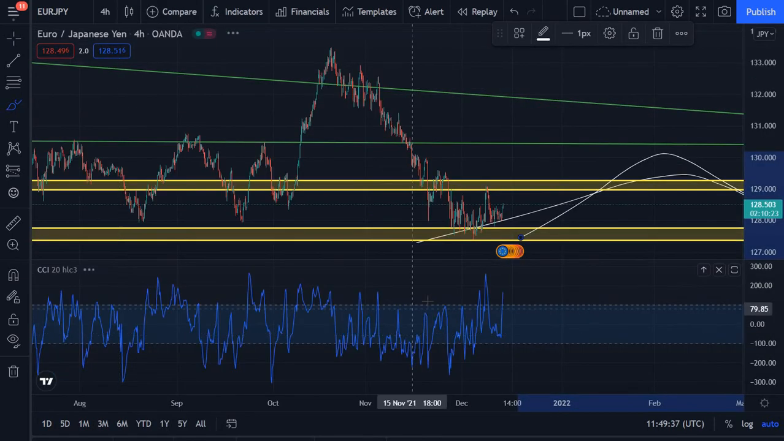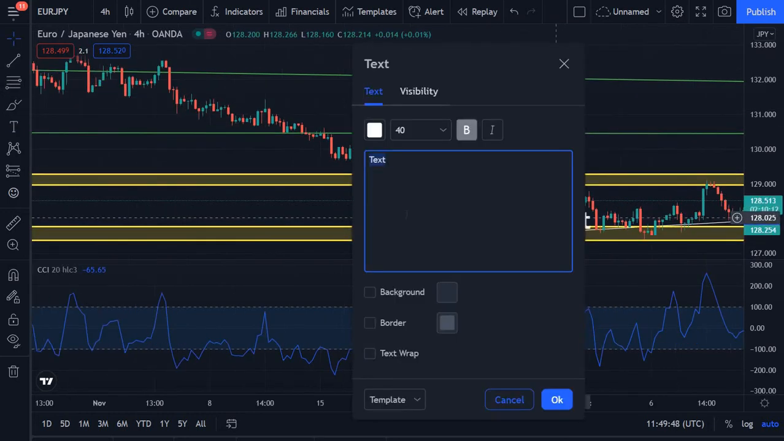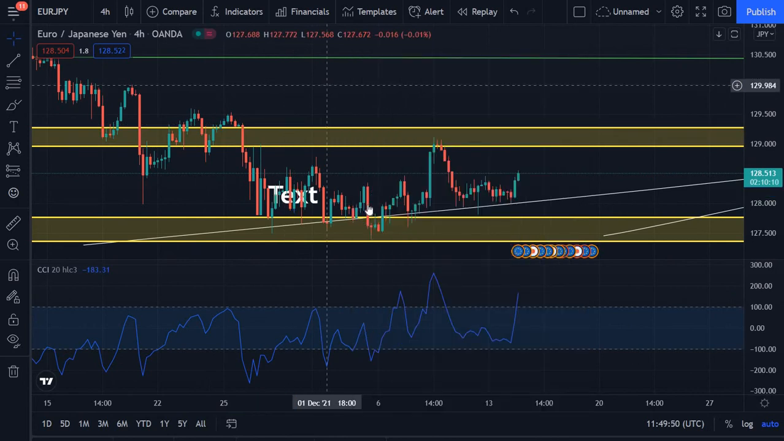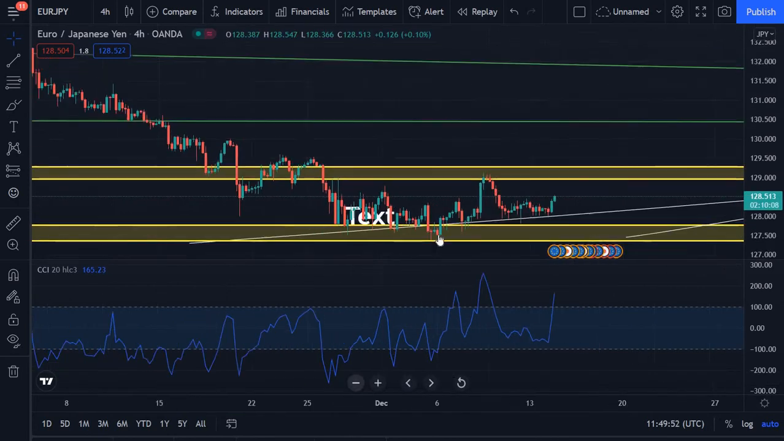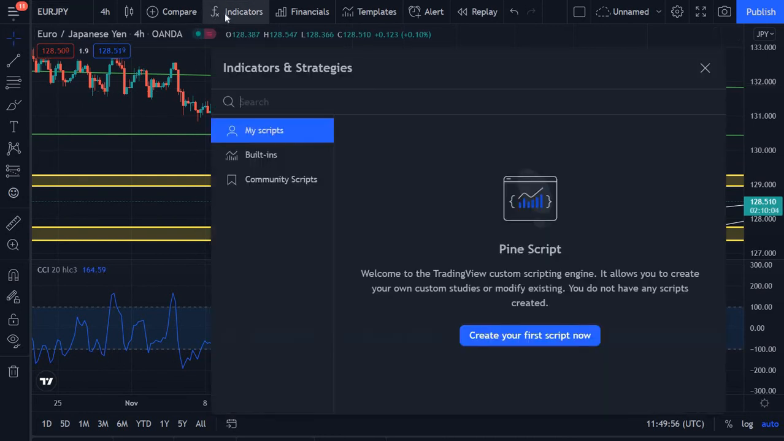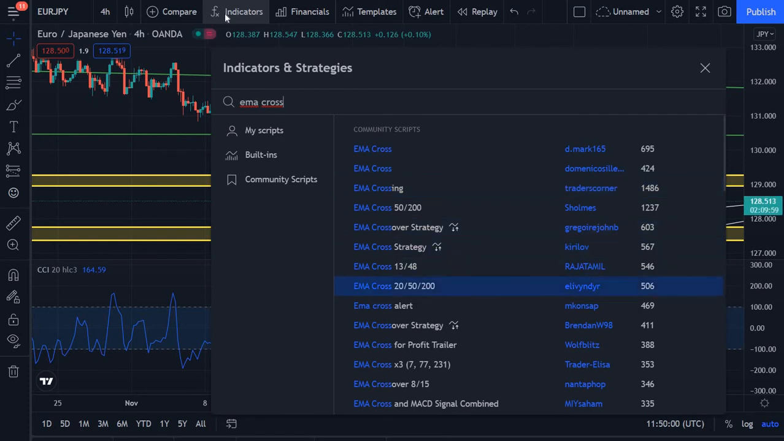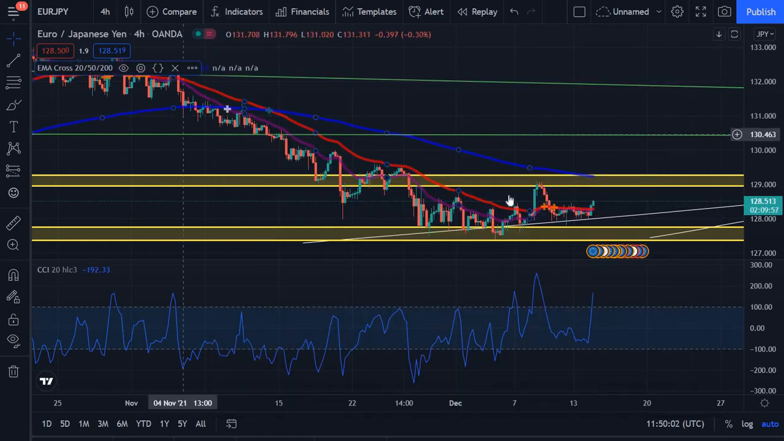Let's check the 4-hour chart. Okay, so what is happening here is this kind of pattern, which looks like it will turn out to be a head and shoulders pattern to the downside from now. Here's not that much going on.